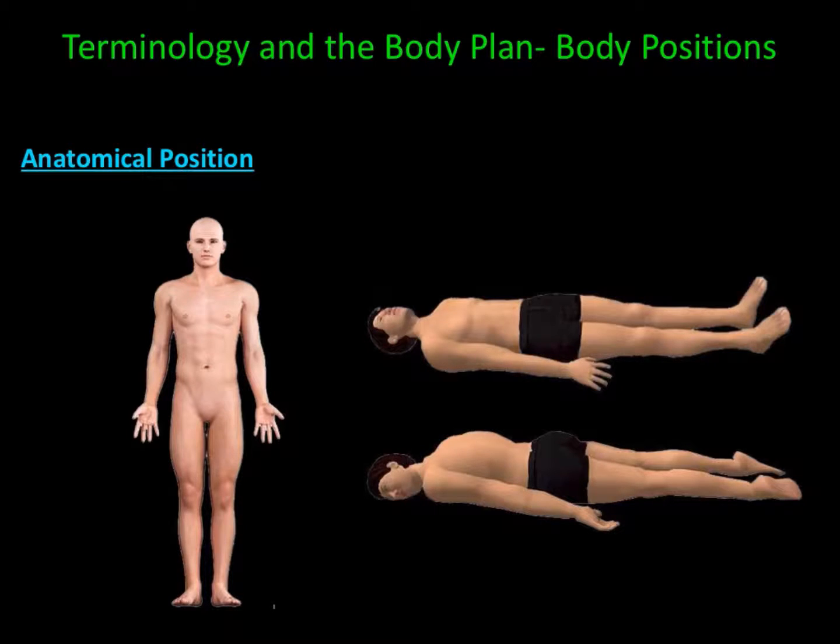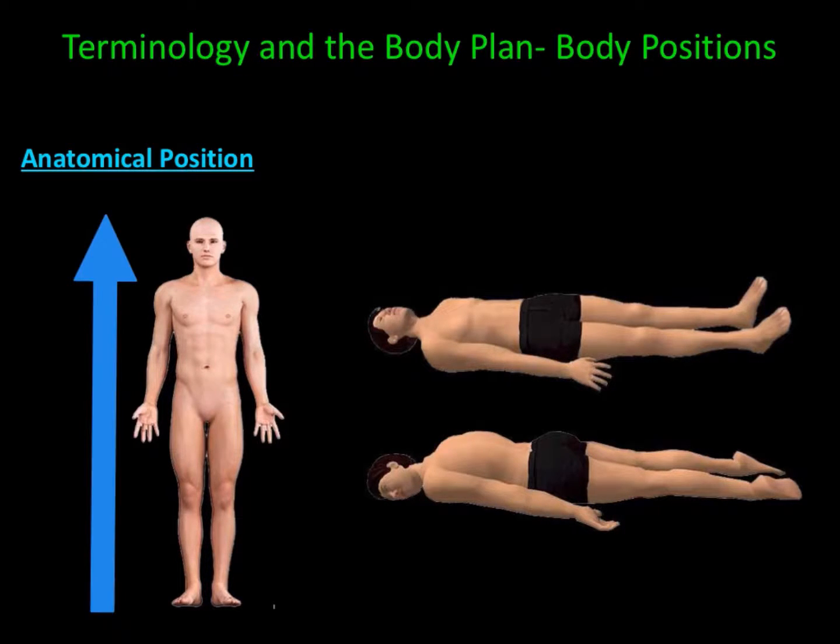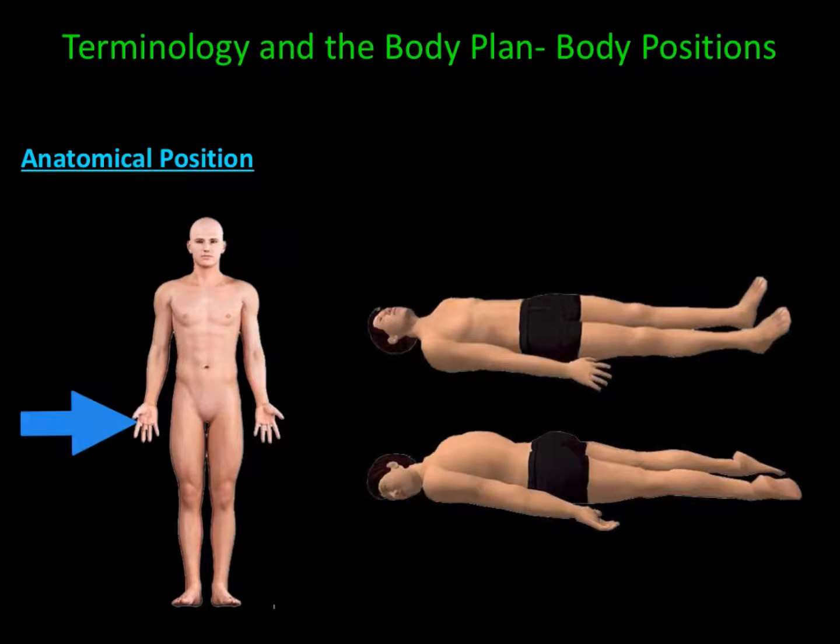Anatomical position, by definition, is standing erect, eyes forward, palms forward, and toes forward. The position of lying on your back is supine. The position of lying on your belly is prone.